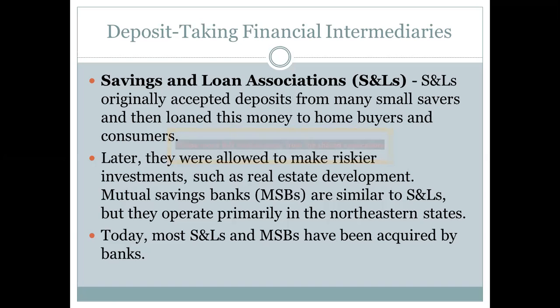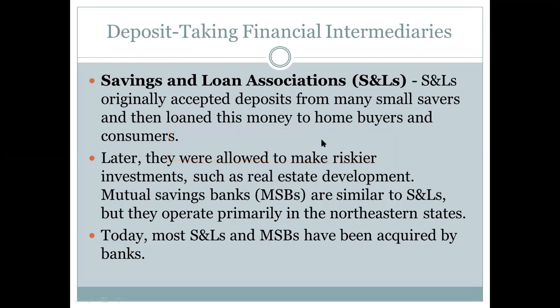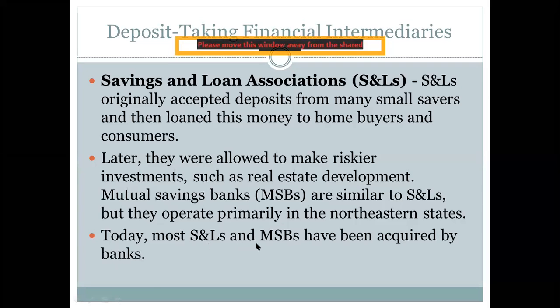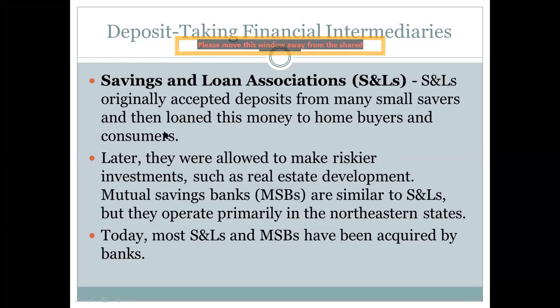First, savings and loan associations. S&Ls originally accepted deposits from many small savers and then loaned this money to home buyers and consumers. Later, they were allowed to make riskier investments such as real estate development. Mutual savings banks are similar to savings and loan associations, but they operate primarily in the northeastern states. Today, most S&Ls and MSBs have been acquired by banks. So the first type of deposit-taking financial intermediary is savings and loan associations.